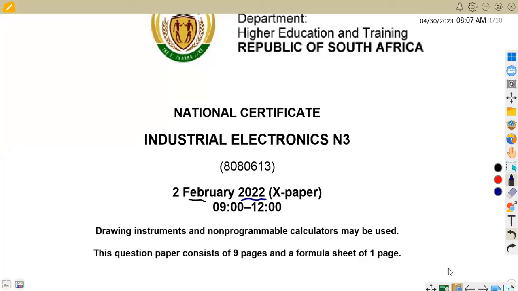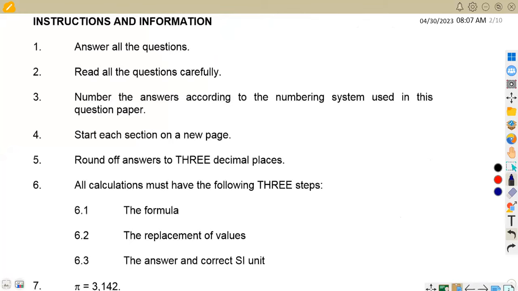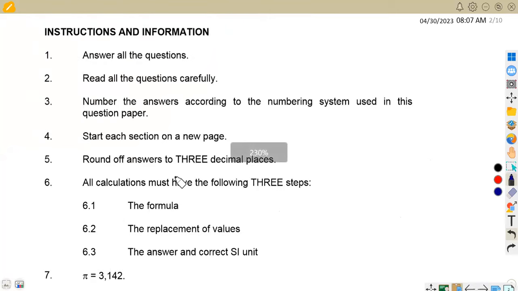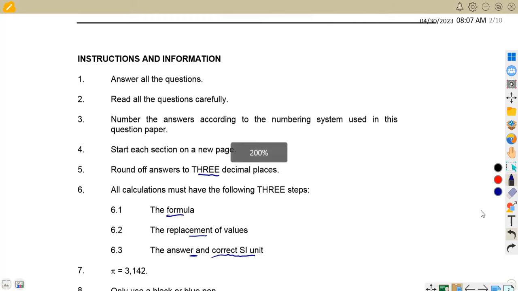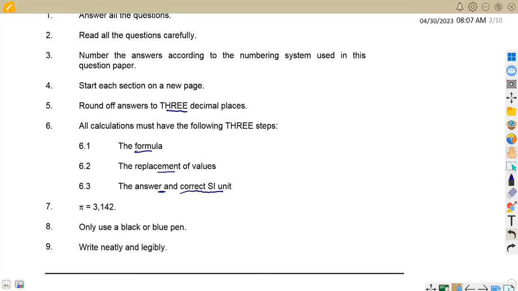So be careful when answering question papers, especially on your finals, to read the instruction. Every part of the instruction that you're given is for you to use or to apply in your calculations, especially this part of rounding off your answers to 3 decimal places, depending on what you're given. And also, all calculations must have the following 3 steps: the formula that you are using, the replacement of values, the answer, and the correct SI unit. So this is the most important part in your calculations, that you're supposed to show these steps.